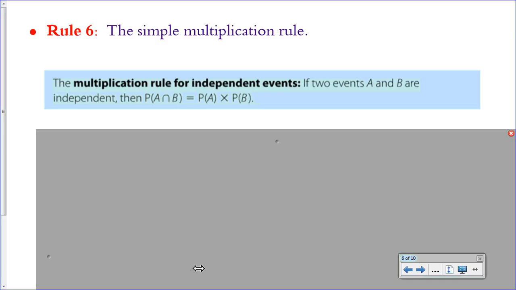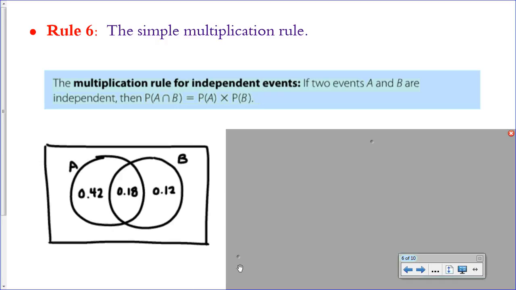So here's an example of a Venn diagram where A, B, the intersection are labeled. The probability of A is actually 0.42 plus the 0.18, and the probability of B is the 0.18 plus the 0.12. So if I'm trying to see if A and B are independent, it's not the same as mutually exclusive. It has to do with the relative sizes of these numbers. And so again, you can't know by looking at it. You must check with this formula.